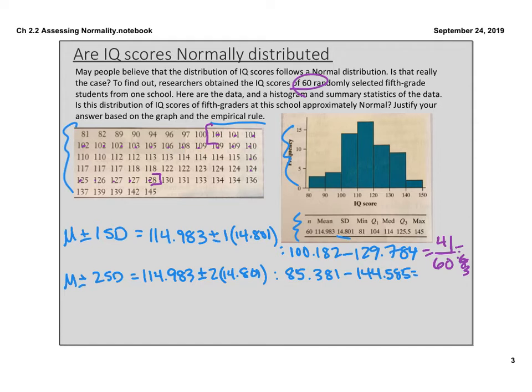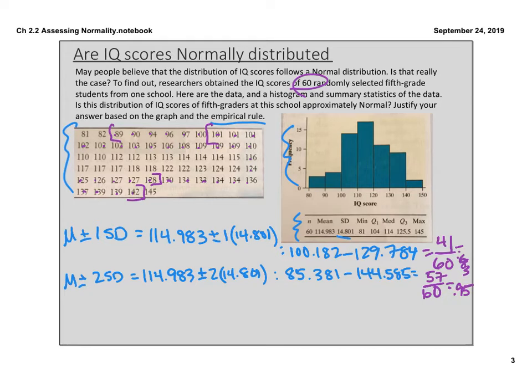This gives me, so I'm going from 85, so right there, all the way up to 144.58, so everything except that last one. So I did have 41, now I'm at 42, 43, 44, 45, 46, 47, and then 48, 49, 50, 51, 52, 53, 54, 55, 56, 57. So I'm looking at 57 values out of the 60 scores. 57 divided by 60 gives me 0.95 exactly.